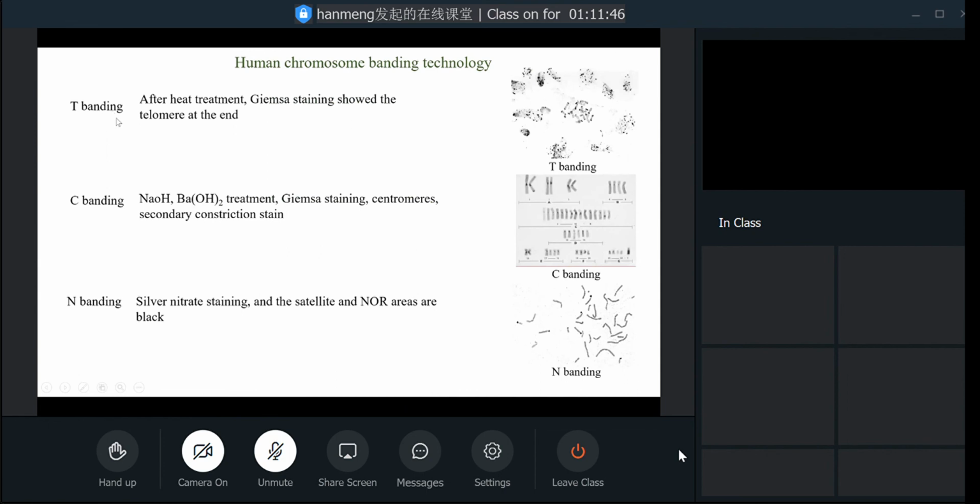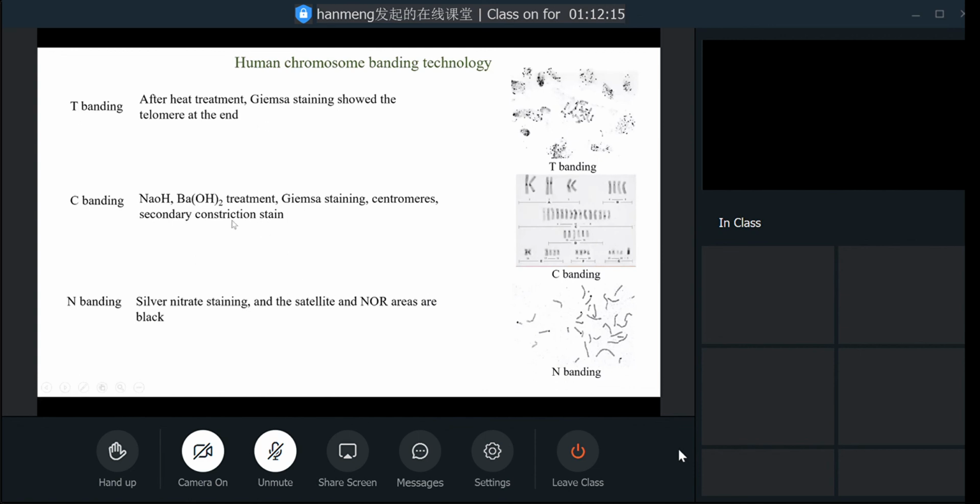Next is the T band. After heat treatment, the Giemsa staining shows the telomere at the end. So the T band only dyes the telomere of the chromosome. Here in the middle picture, you can see only the end of the chromosome is dyed.